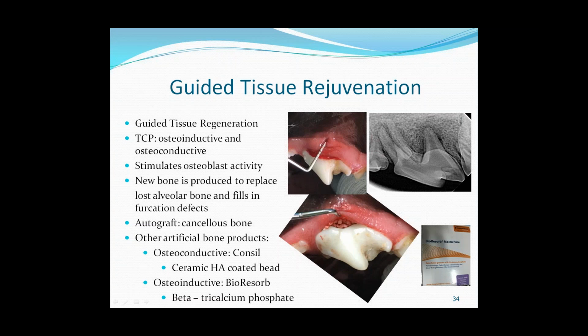So why would you use Consul and why would you use BioResorb? Well, the main reason is cost and whether you believe you're going to get a better result using BioResorb. So BioResorb is around $400 for a vial and you get about half a cc for a vial, whereas Consul is around 80 to 100, these are Australian dollars, 80 to $100 per vial. So the cost is significant. So some clients may want a cheaper product, but you will get a better result if you use BioResorb. So these are examples of guided tissue regeneration.